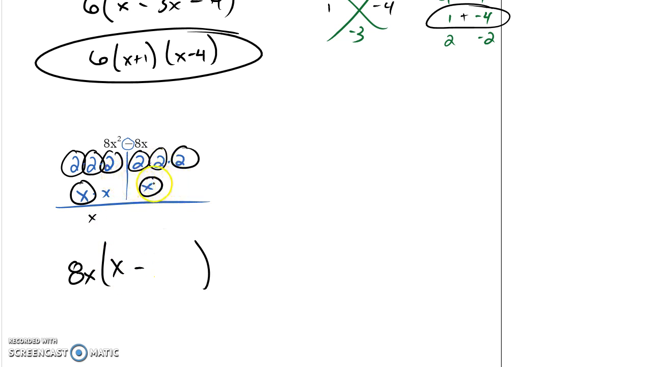Nothing's left over here, so we've seen this a few times already now. There is still technically a number here. There's a 1, and we have to include that. This doesn't become x minus 0 or just x. It has to be x minus 1.